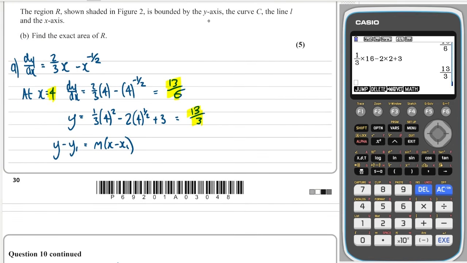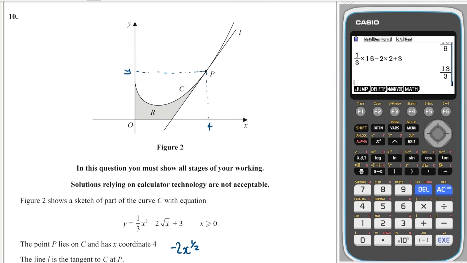Now it says find the shaded region. Okay, the shaded region, right. So when we integrate between 0 and 4, we are going to get all of the purple region. And that's not exactly what we want. So what we will need is to get rid of this region here, this green region. So we need to integrate between 0 and 4 and then subtract that triangle there.